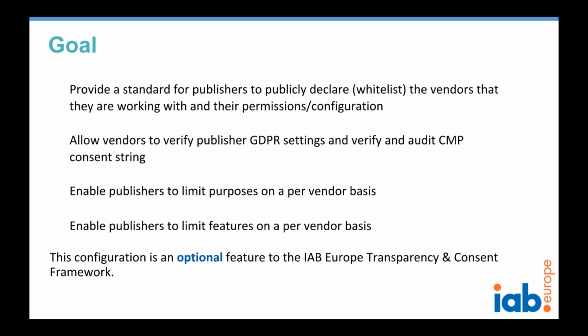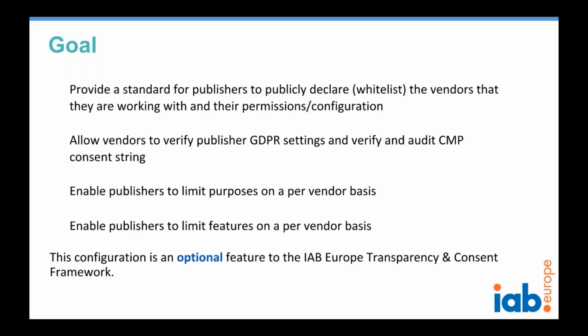I already mentioned some of this. Provide a standard for publishers to publicly declare the vendors that they're working with and the permission and configuration. Allow vendors to verify publishers' GDPR settings and verify and audit CMP consent strings. Enable publishers to limit purposes on a per vendor basis. Enable publishers to limit features on a per vendor basis. Currently, this is an optional feature, but I think the policy team is still discussing the details. I don't see it on the slide deck, but I thought there was a little marker on top that this is under review. So this is not final, and I encourage everybody to give input if you have any requests or suggestions.